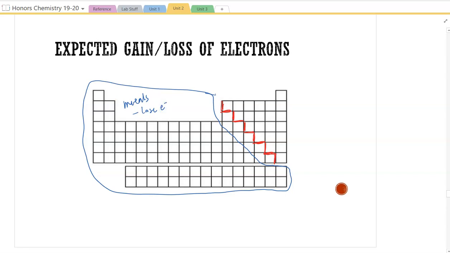Whereas over here on the right, this in green, all these, again, tend to be your non-metals. That's where these non-metal elements tend to be located on the periodic table. These will typically gain electrons. So usually just by identifying it as a metal or a non-metal, you can predict whether or not it's going to gain or lose electrons.